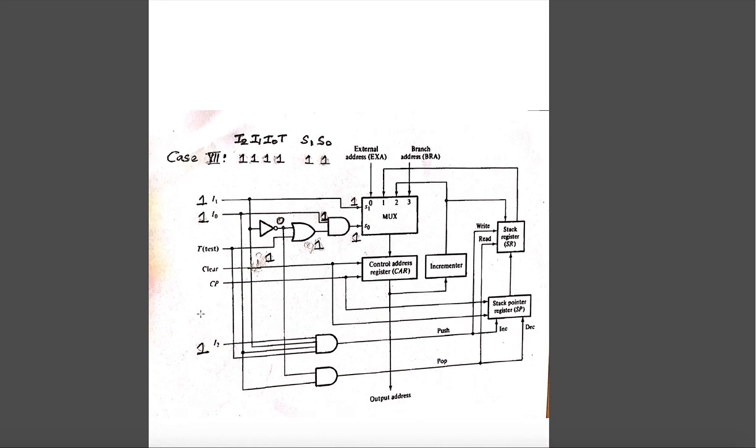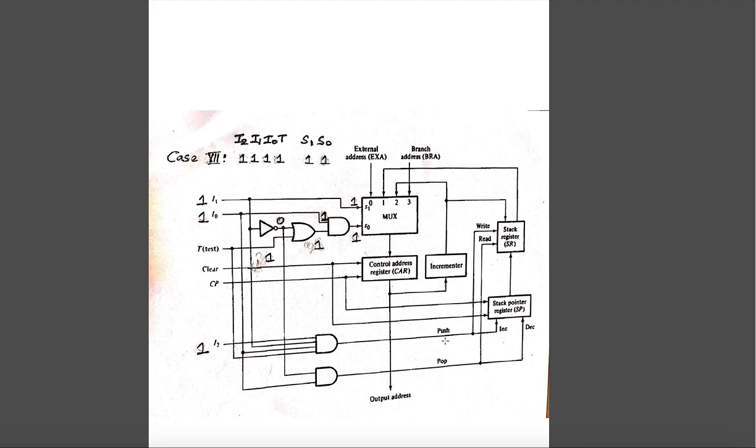What the difference here is that it is I2 here, right? So I2 is also 1. So what happens if I2 is 1? See this AND operation. The first value to this AND operation is 1. The second value to this AND operation is nothing but I1, that is also 1. The third value to this AND operation is I0, which is also 1. And the fourth value to this AND operation is test, which is also 1, which means that the output of this AND gate is 1, which means the push operation is going to be enabled.